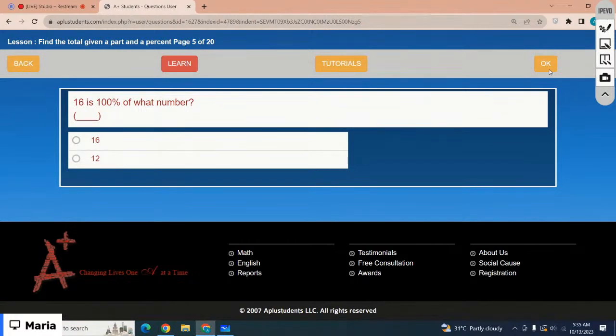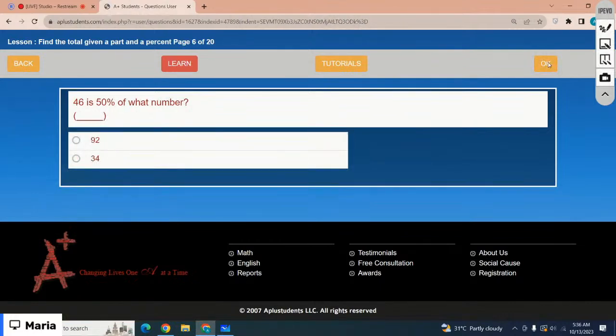16 is 100% of what number? Which is the correct option? 100% means the complete number. So 16 is 100% of 16.